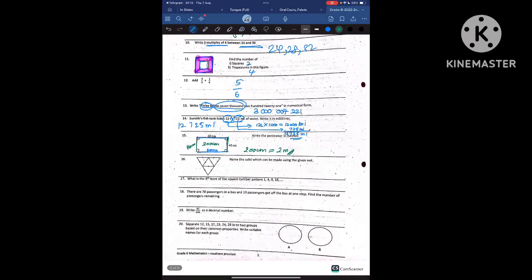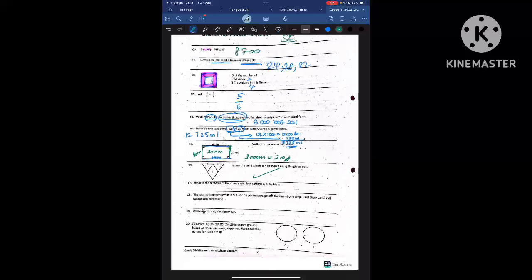Next one, name the solid which can be made using the given net. Name the solid. That is easy. Okay. Next one is write the 8th term of the square number pattern.